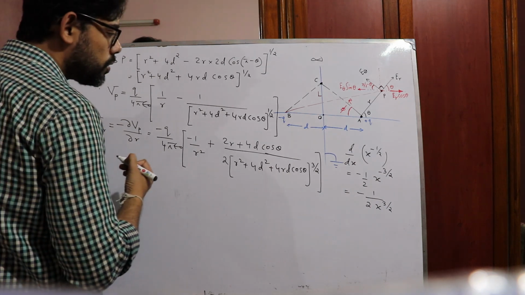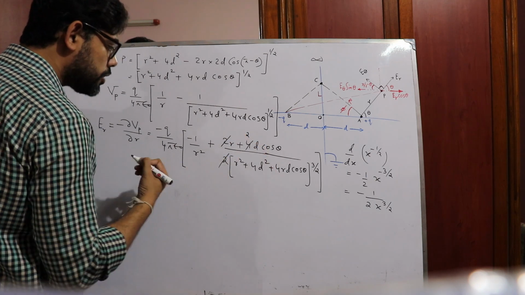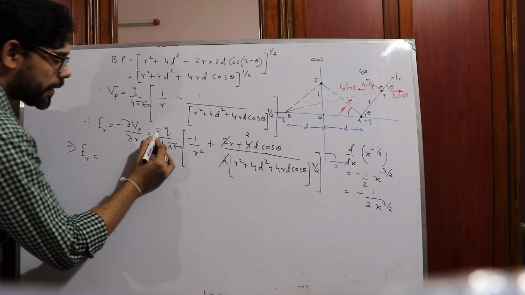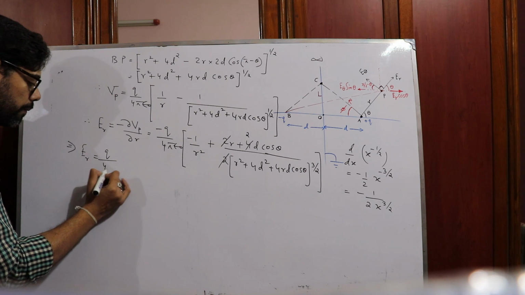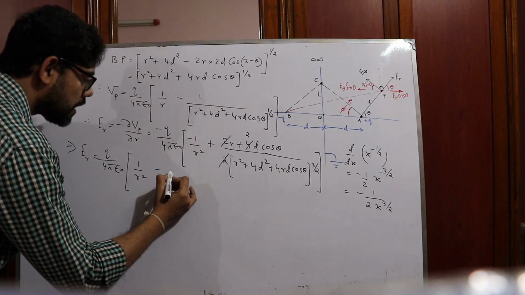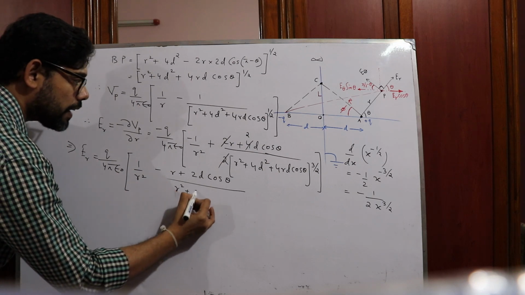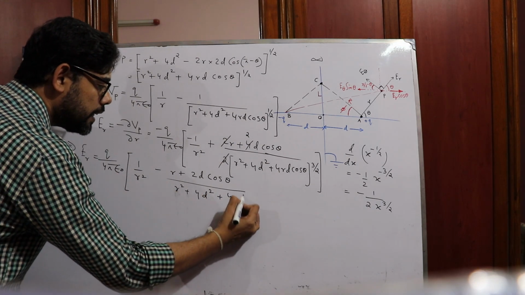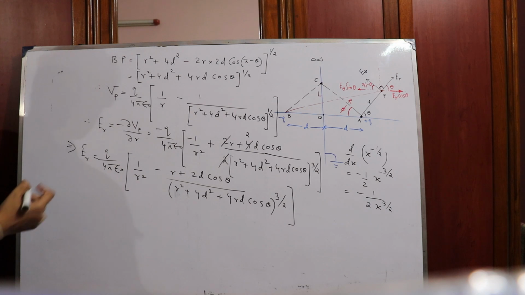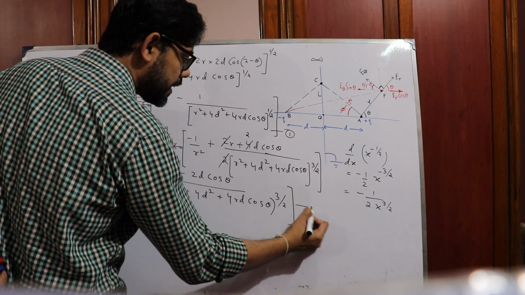Okay. Now once you do this, you can take 2 common from here, so this 2 and this 2 cancel. From here you get Er equals, you bring this minus sign inside, so q by 4 pi epsilon 0 times 1 by r square minus (r plus 2d cos theta) divided by (r square plus 4d square plus 4rd cos theta) raised to the power 3 by 2. Okay, so this is the radial component of electric field. I can write this one as my equation 1, this is my equation 2.